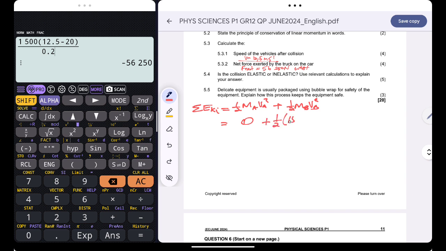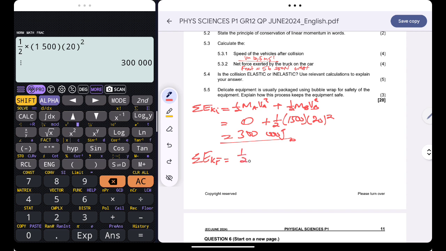Plus 1 over 2 multiplied by 1,500 multiplied by 20 squared. This would give us 300,000 joules before collision. Now let's find the sum of kinetic energies after collision. Remember that, guys, after collision, both the car and the truck moved together as one unit. So I'm just going to add their masses and multiply by the final velocity. That's 1 over 2 multiplied by 900 plus 1500, multiplied by 12.5 squared.